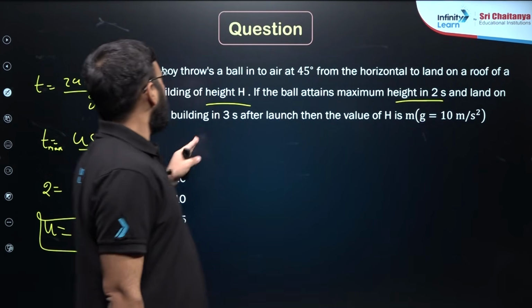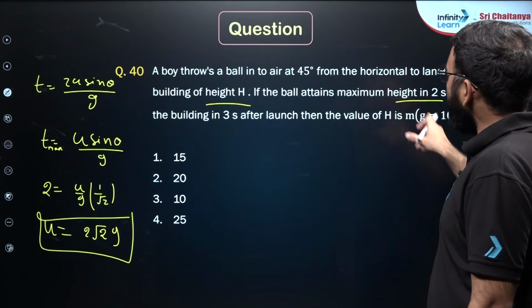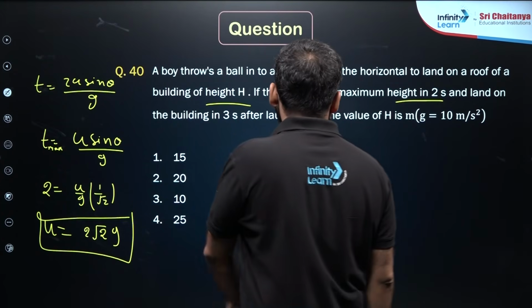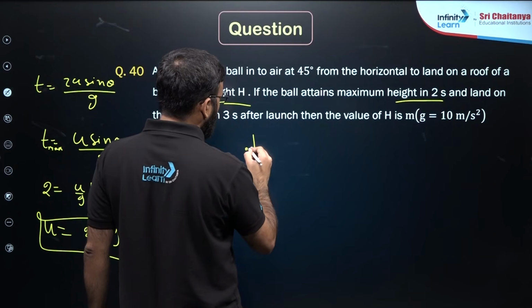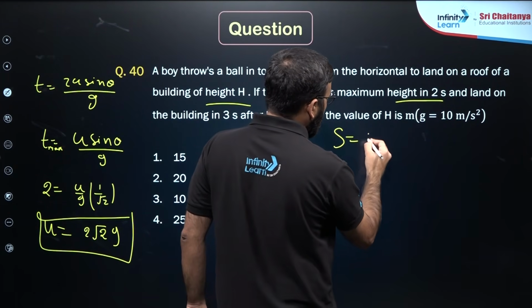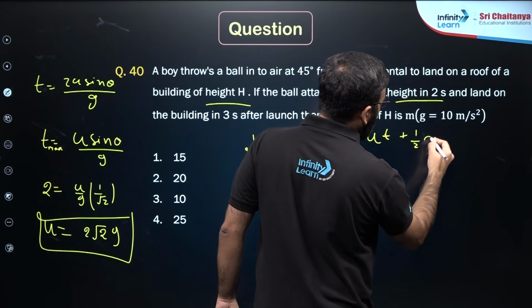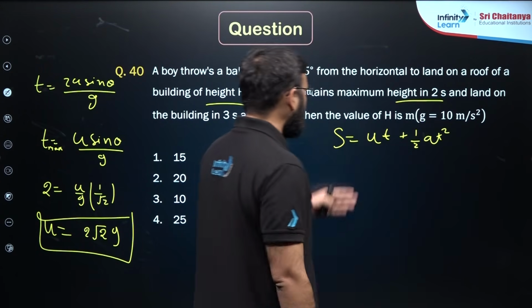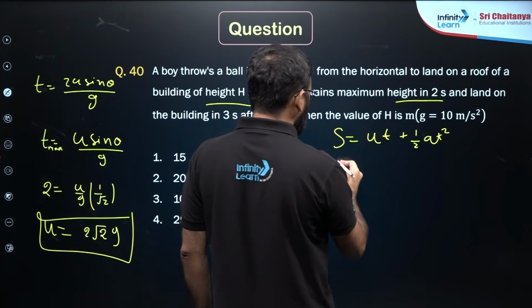Okay, so the building height h, if the ball attains maximum height in 2 seconds and lands on the building after 3 seconds, what is its height? If I throw from here, it takes time 2 and reaches there in 3 seconds. So s equals ut plus half a t square. Its initial speed is 2 root 2 into g and its time is t.